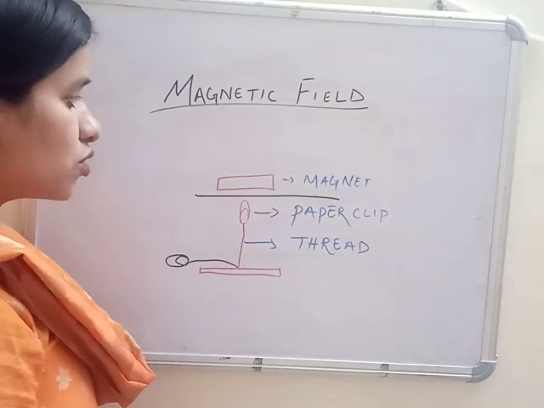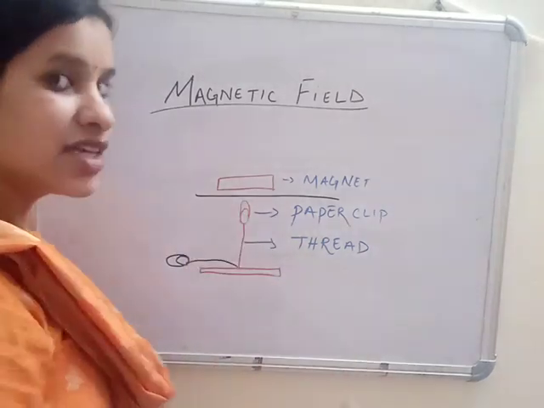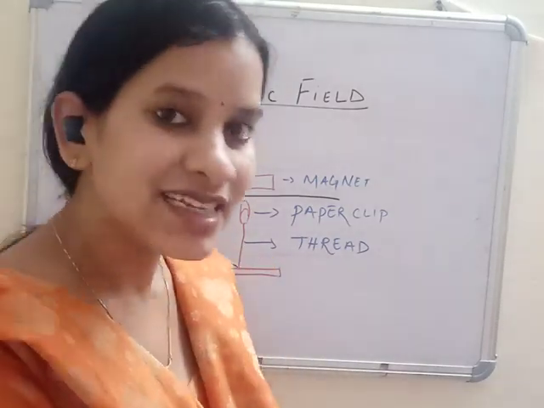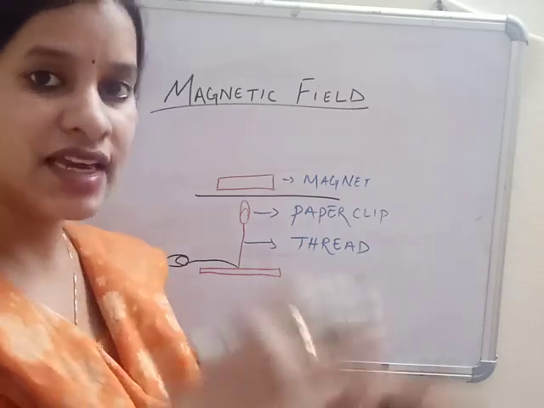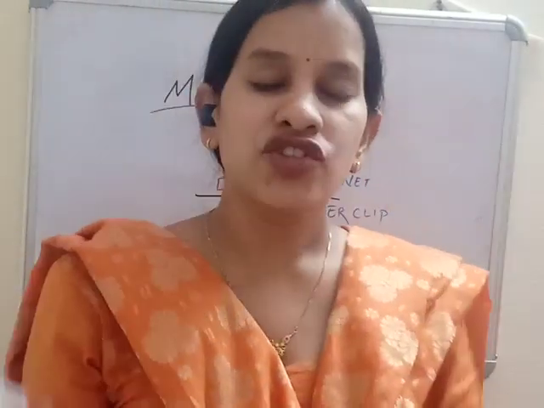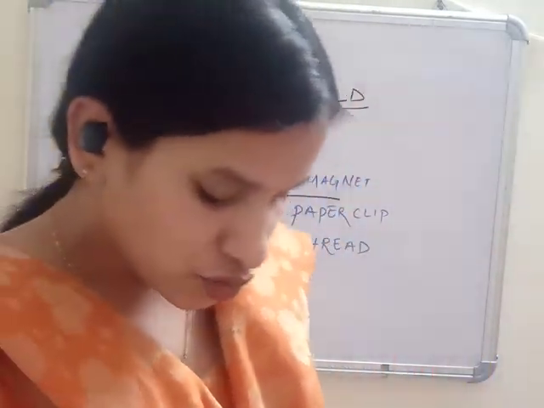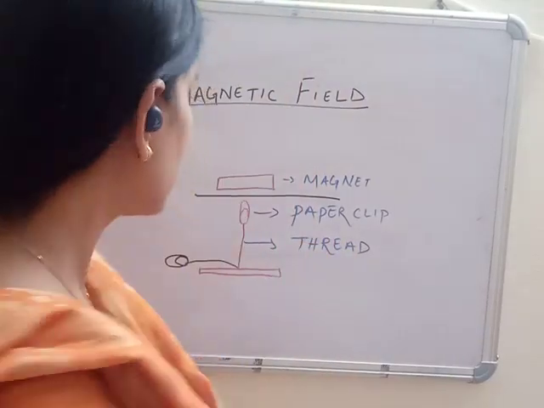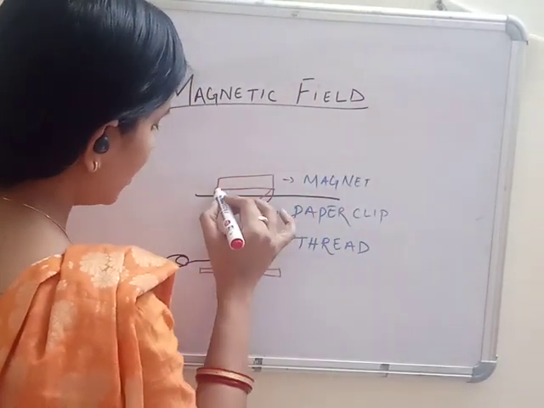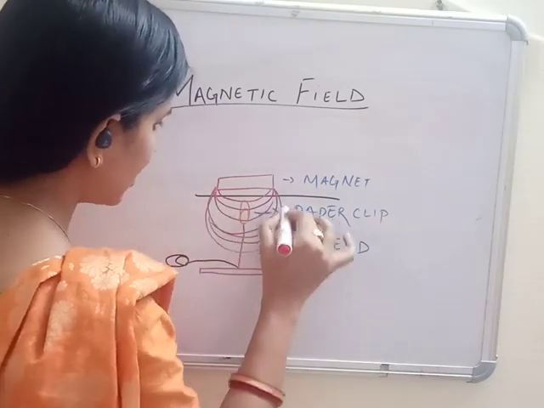So the paper clip is attracted by the magnet because of the field created by the magnet. That is called the magnetic field. Field means area: the area created by the magnet, in which the power of the magnet is working. Here I am going to show you the lines of field. If this is a magnet, this is the field or area created by this magnet.